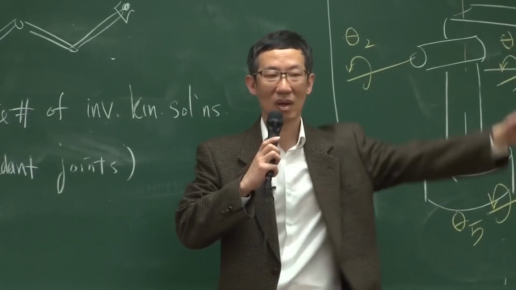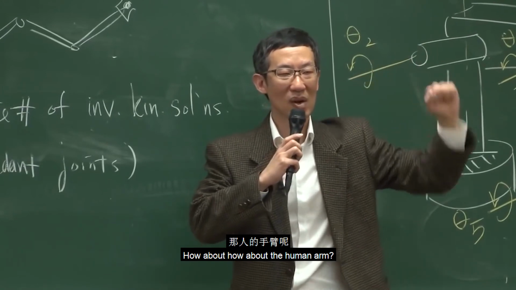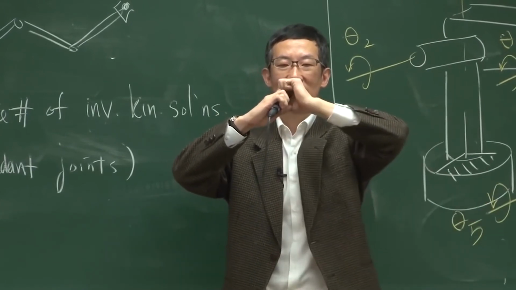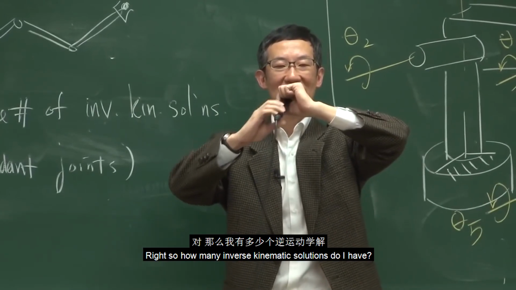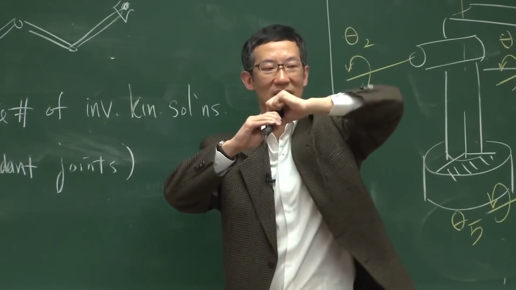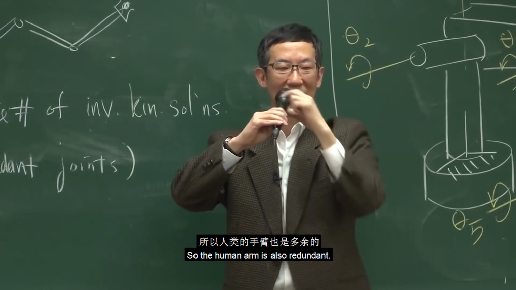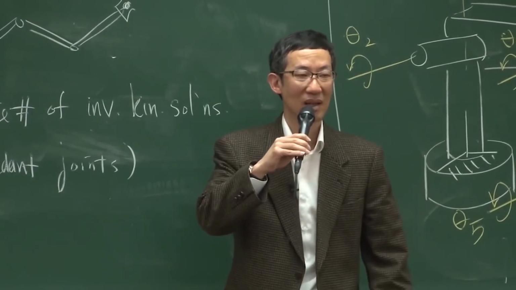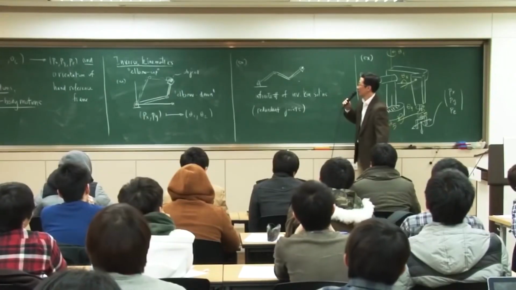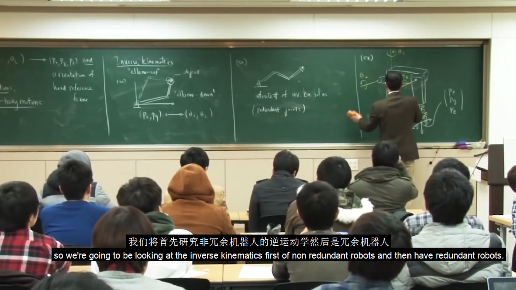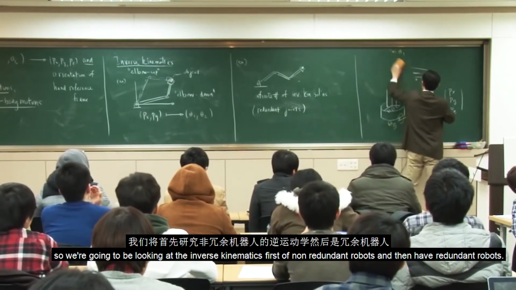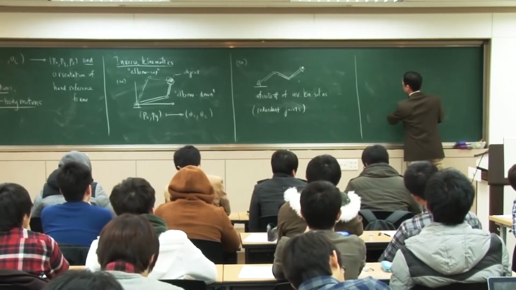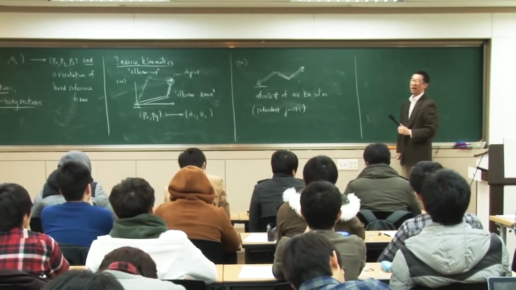So how about the human arm? If somebody gave me an object, here's the mic, said, grab the mic. Grab it, right? So how many inverse kinematic solutions do I have? Well, I have quite a bit, right? So the human arm is also redundant. We have more joints than necessary. All right, so we're going to be looking at the inverse kinematics first of non-redundant robots and then of redundant robots.